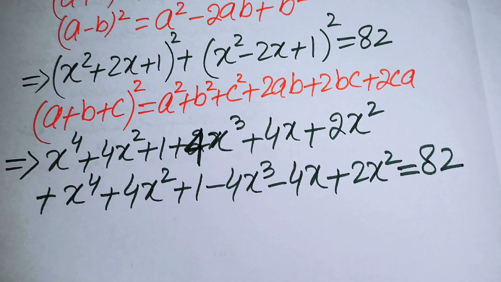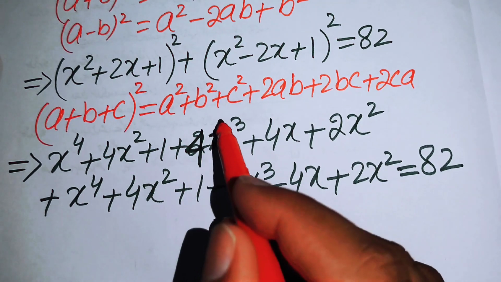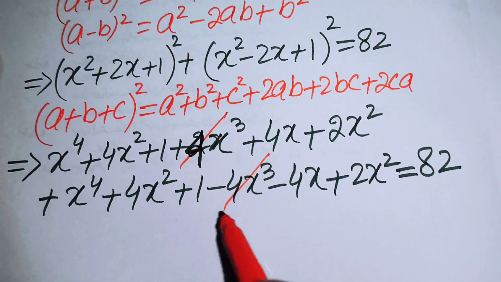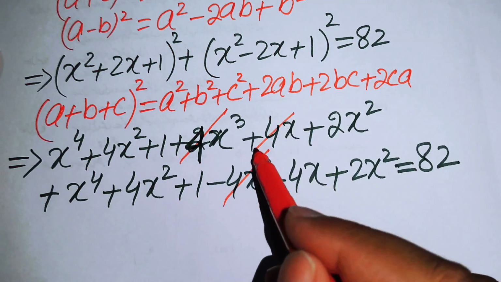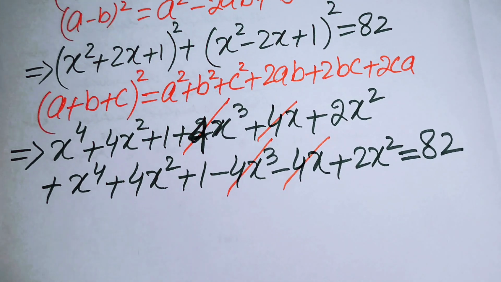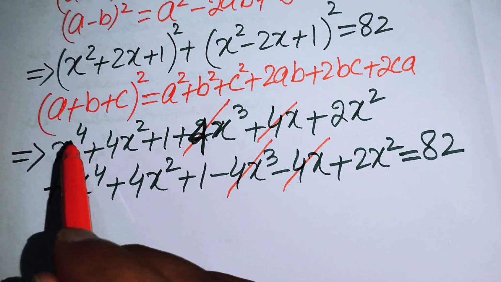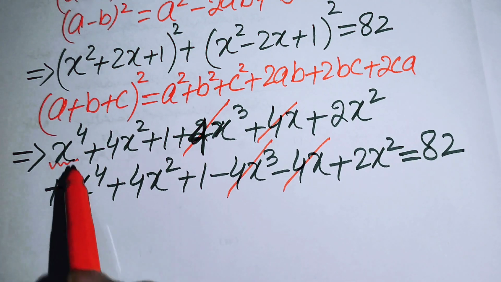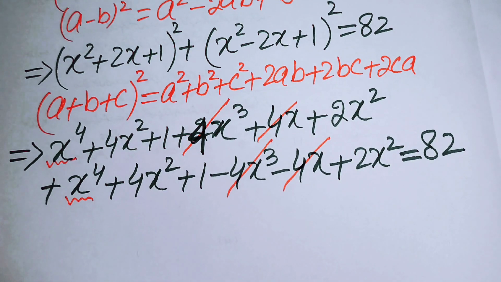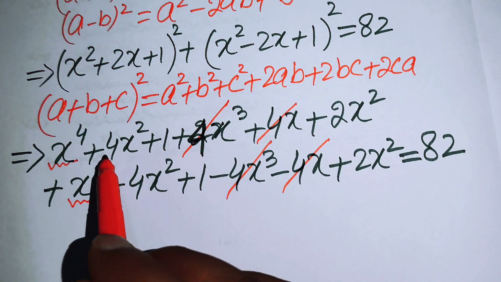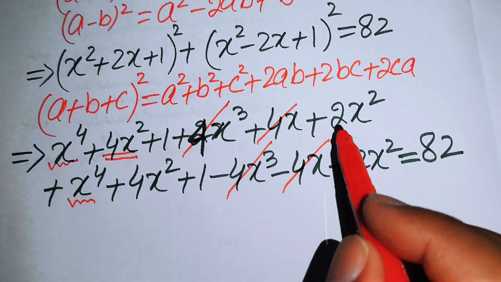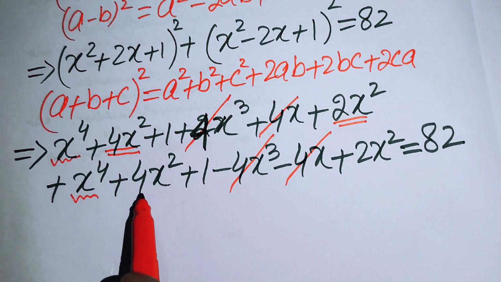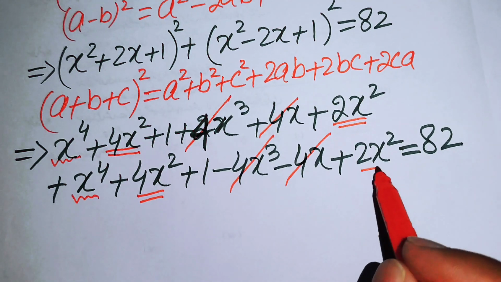After that, you can focus on all the terms, and you can see that the plus 4x^3 and minus 4x^3 are gone, and the plus 4x and minus 4x are also gone. After that, you combine this x^4 and this x^4, and then you combine the 4x^2, 2x^2, 4x^2, and 2x^2.